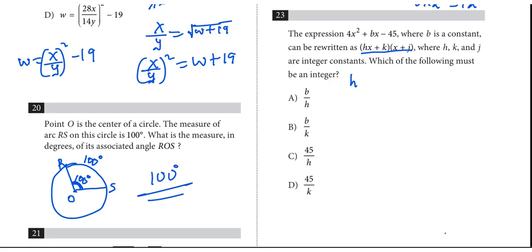So (hx + k)(x + j) is equal to hx times x, which gives us hx squared. hx times j gives us plus hjx, and k times x gives us kx, and k times j gives us plus kj.